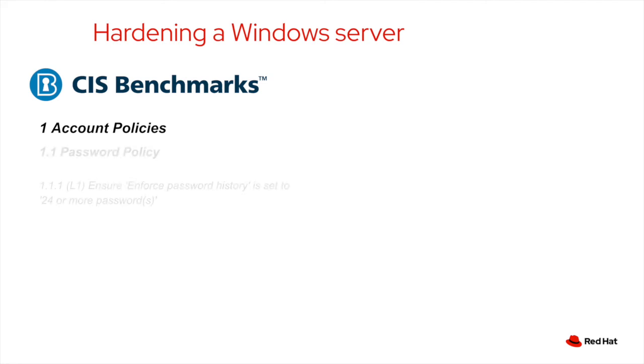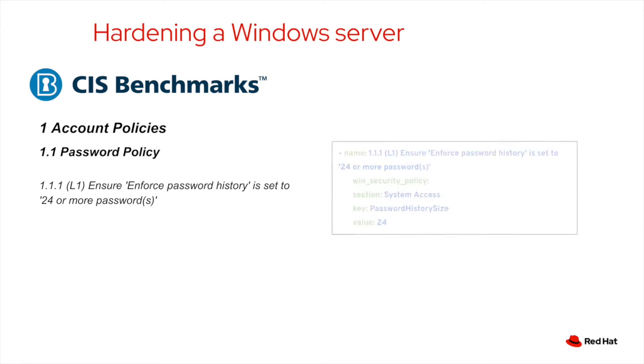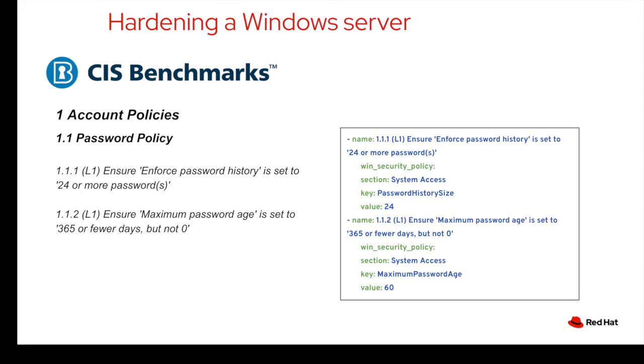The first one is to set the password history to 24 or more passwords. Ansible makes it very easy to transform this recommendation into a play. Here I use a module called the Win Security Policy and pass the appropriate parameters. And the next recommendation is to set the maximum password age to less than 365 days. And you get the idea now. It is very simple to transform all of these recommendations into a playbook.